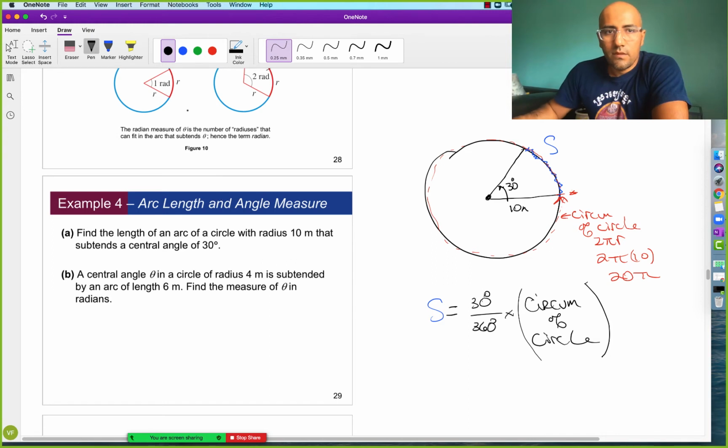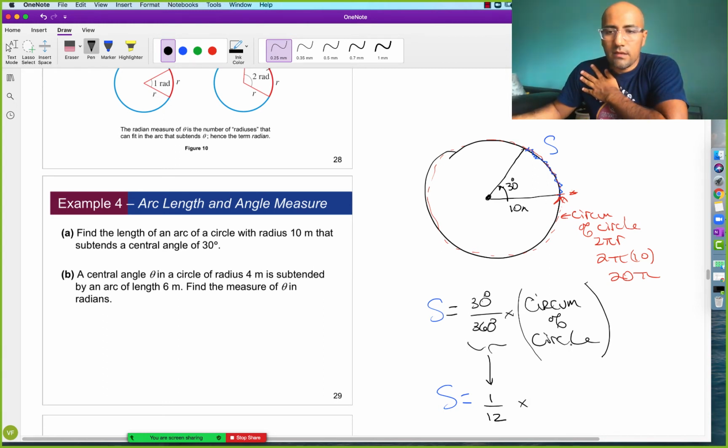Good. Any questions about that little relationship? So S equals 2. So we can reduce that. 30 goes into 360 12 times, right? Yeah, so this is just equal to 1/12. This turns into 1/12.